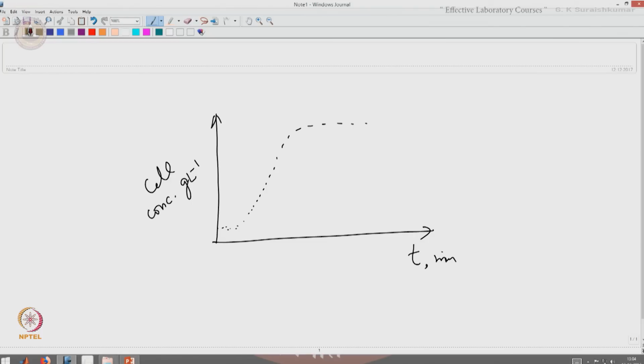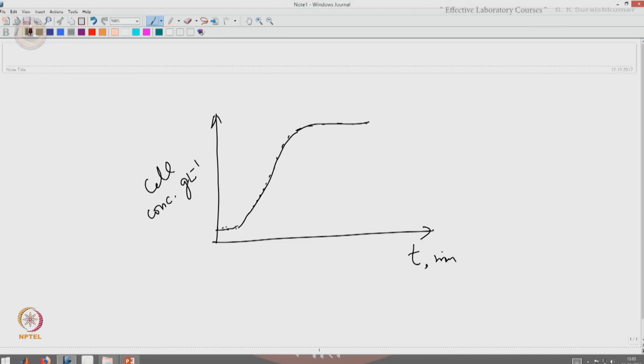Let us say that they have taken a large number of data points. I have shown the data points by points there, and this period where there is not much of an increase in cell concentration is called the lag phase. This period is the exponential growth phase, and this is called the stationary phase, and so on. You do not have to worry about it. So, this is what they do, right.